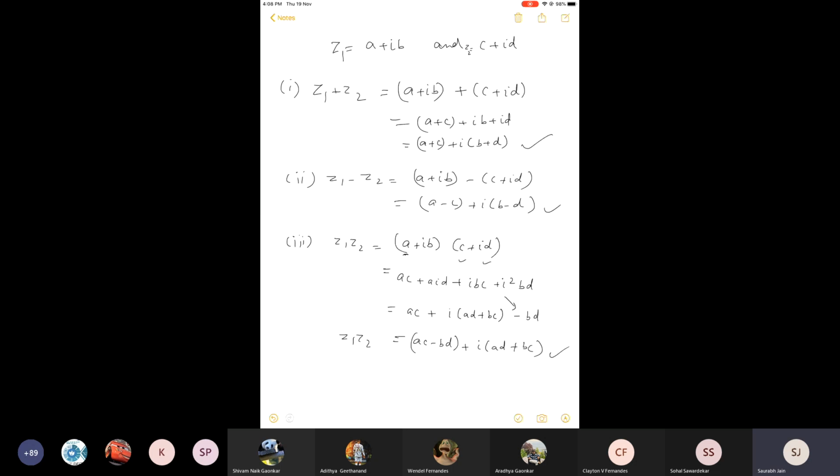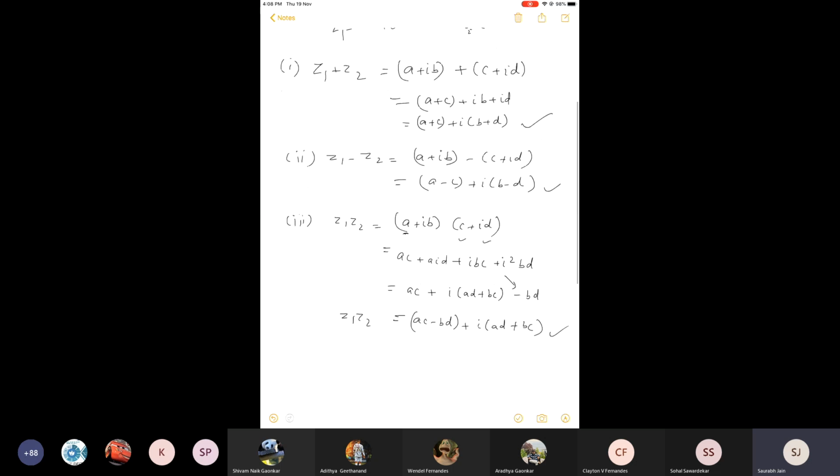So sum, difference, product and division of two complex numbers is another complex number, right? And I'm writing all these results in the general form, that is real part plus iota imaginary part, like that.